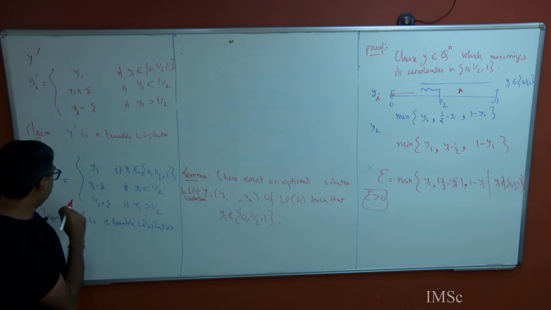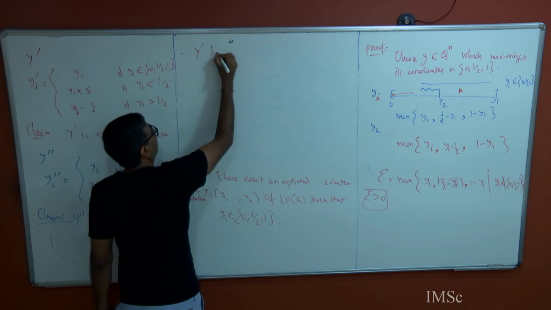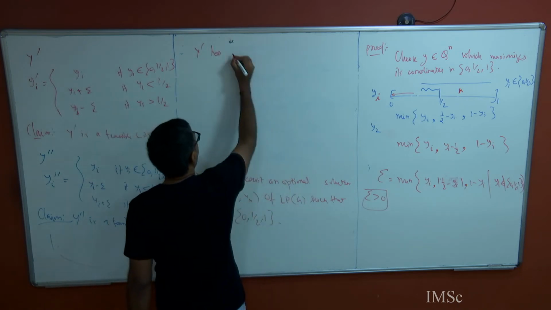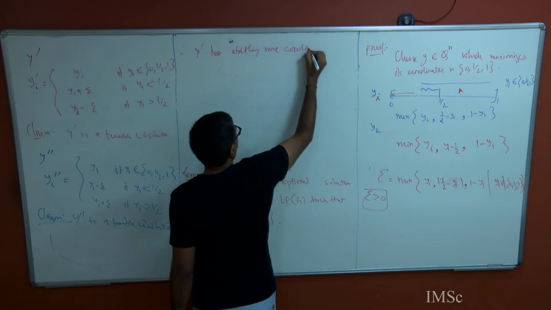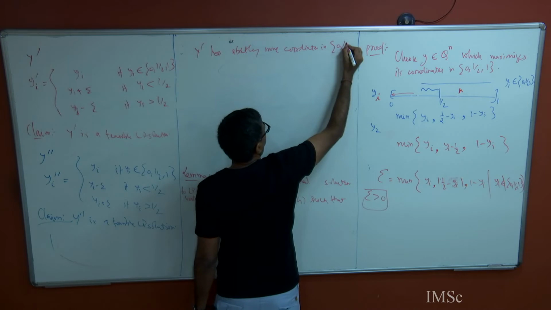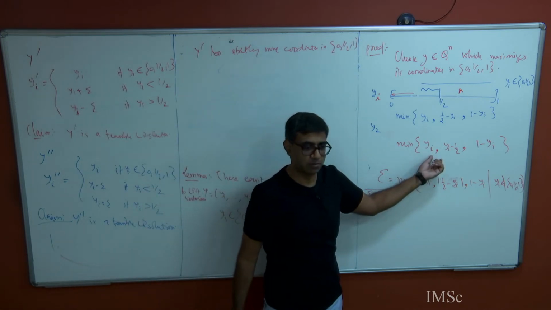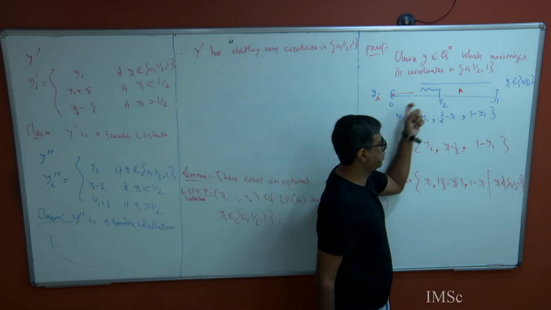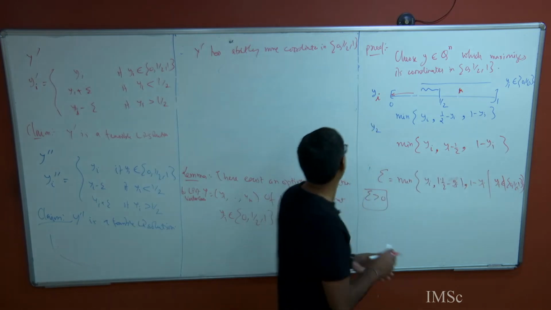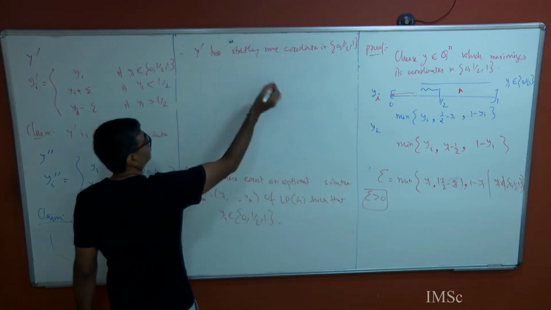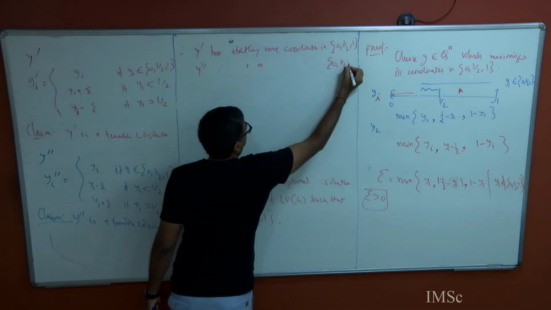What is the property of both feasible solutions? Y prime has strictly more coordinates in 0, half, 1. Why? Look at the one for which epsilon is minimum. That guy will definitely go to either 0, half, or 1. And y double prime also has strictly more coordinates in this set.